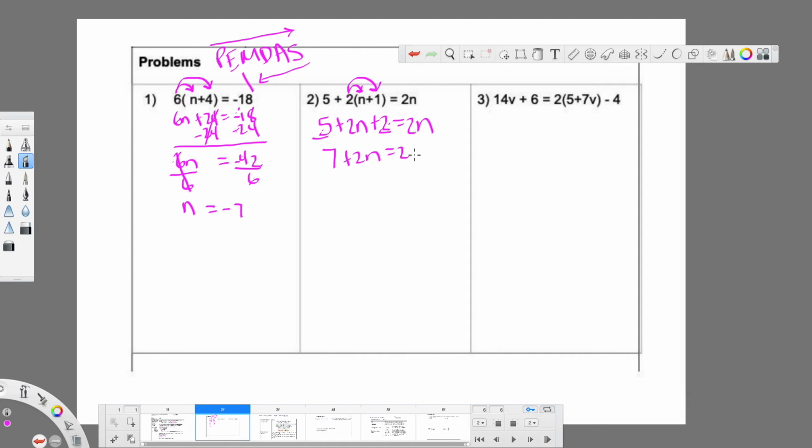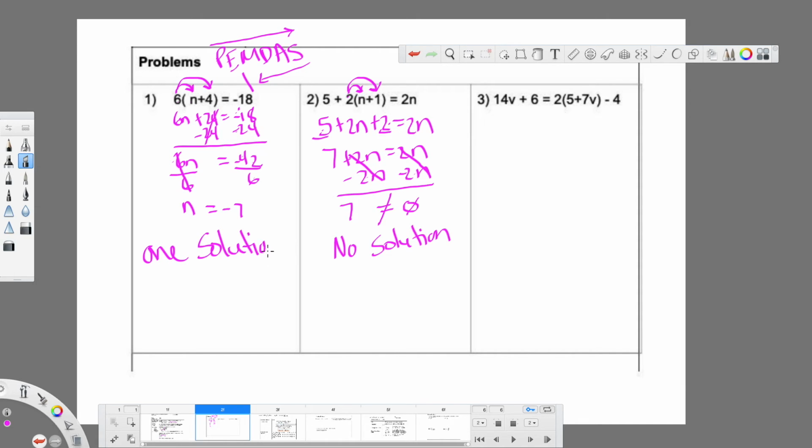So now, if I subtract 2n, we should notice that something is going to happen. It's positive 2n, negative 2n, positive 2n, negative 2n. They cancel the 0 on both sides, and we have 7 equals 0. Well, that's not true, so this is no solution. So remember, this was one solution. This is no solution. It's not true.